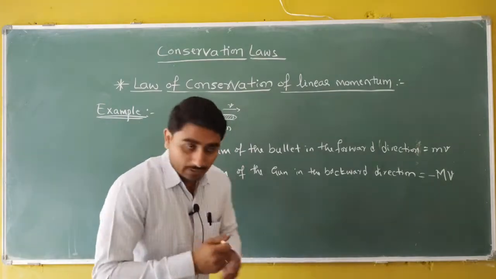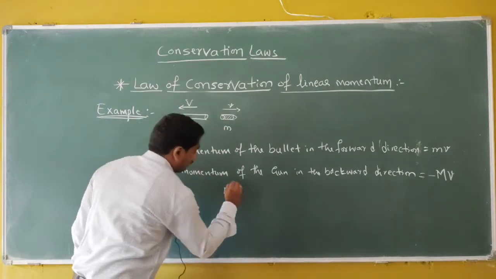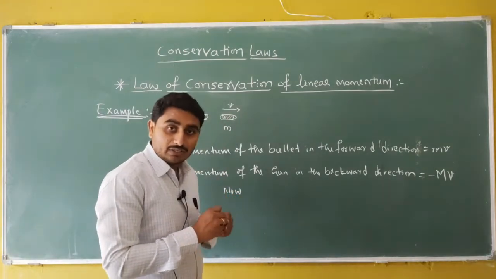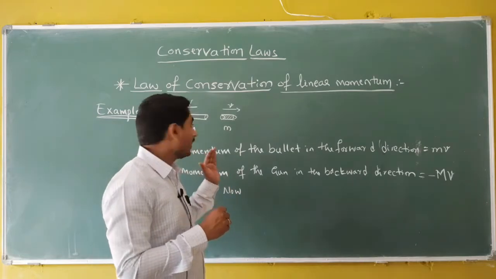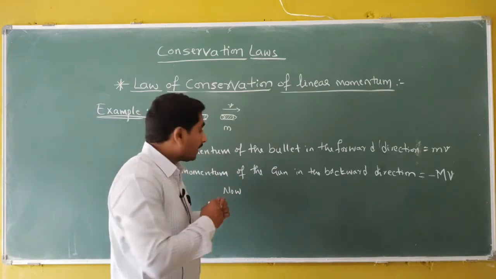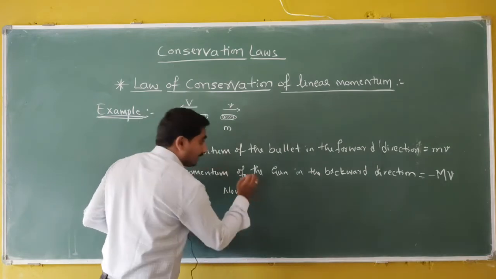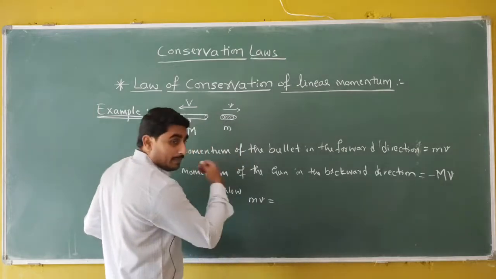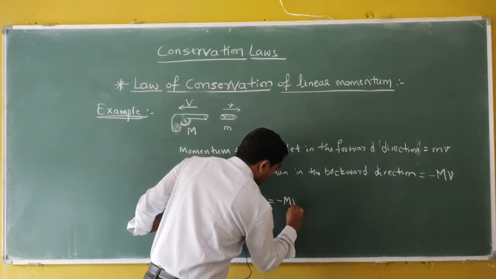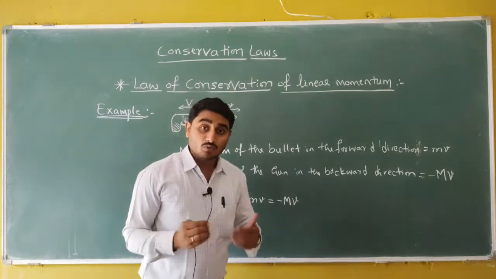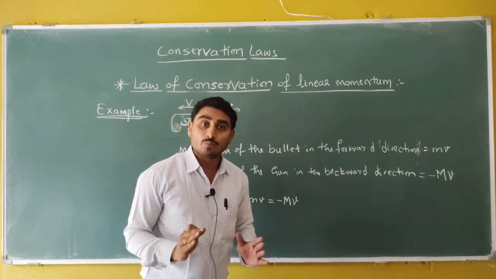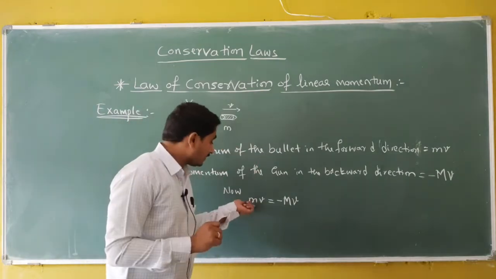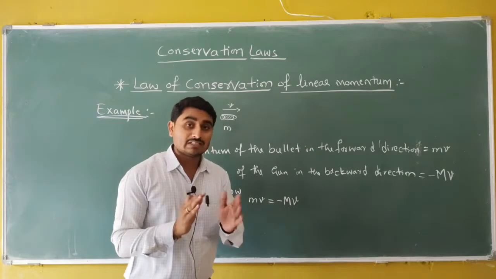So now here the bullet is moving in the forward direction and the gun is moving in the backward direction. According to Newton's third law, every action has an equal and opposite reaction. Okay, action and reaction. So now I am going to take the momentum in the forward direction, that is mv, is equal to the momentum in the backward direction, that is capital M V. Here the negative sign indicates what? Does it mean the momentum is negative? No. It means this gun is moving in the backward direction and this bullet is moving in the forward direction. The negative sign implies that only.